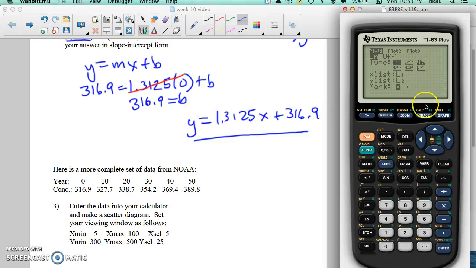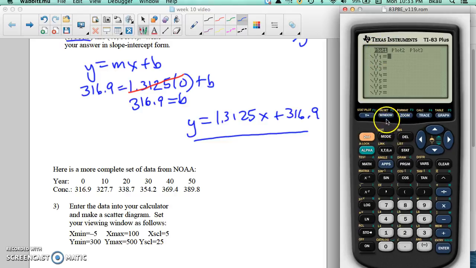things here, cumulative. We need to make sure that these say L1 and L2 because those are the lists that you have there. And I enjoy seeing this mark because it's a little clear for me. You can also use a cross or a small dot. As long as we've got it turned on, then we can hit second quit again. Now if we went back to y equals, you can see that this is highlighted. That means it's turned on.